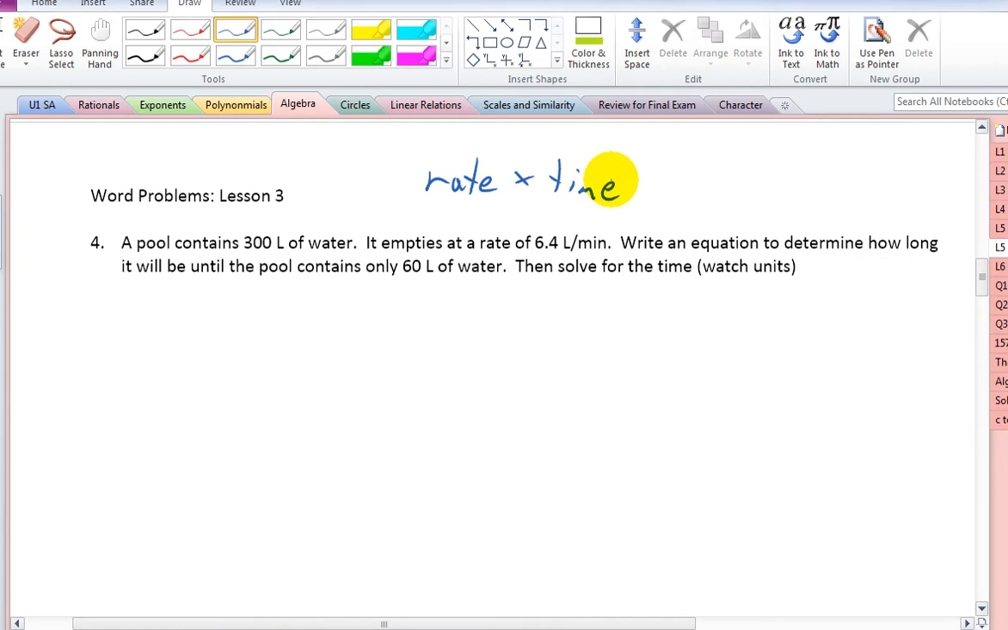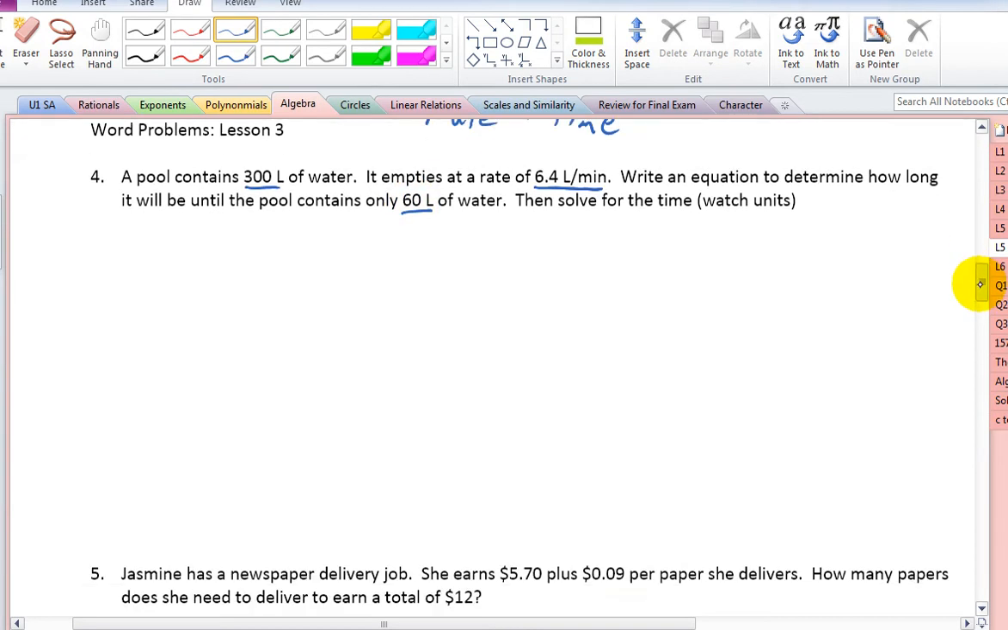Okay. So we're looking here at rate times time. A pool contains 300 liters of water. It empties at a rate of 64 liters per minute. Write an equation to determine how long it will be until the pool contains only 60 liters of water. Then solve for the time. Let's leave this one and come back to it. That sounds difficult. Yeah, let's leave it and come back to it, okay?